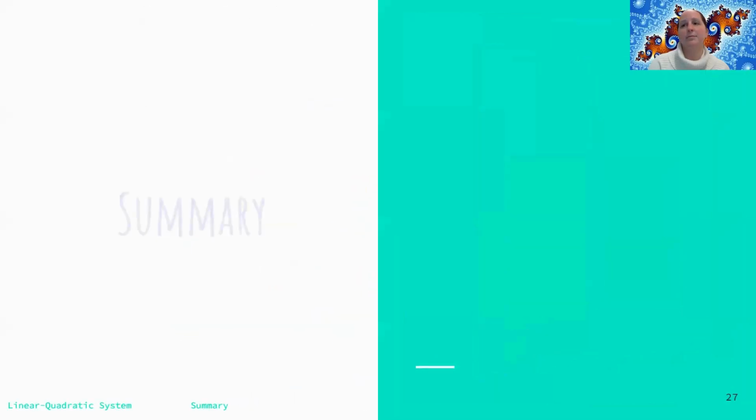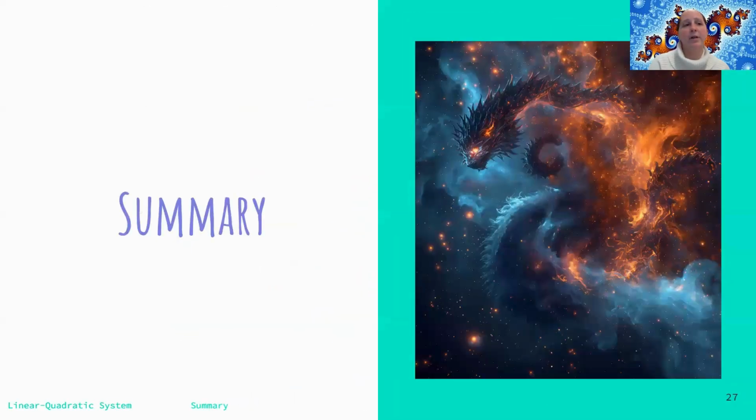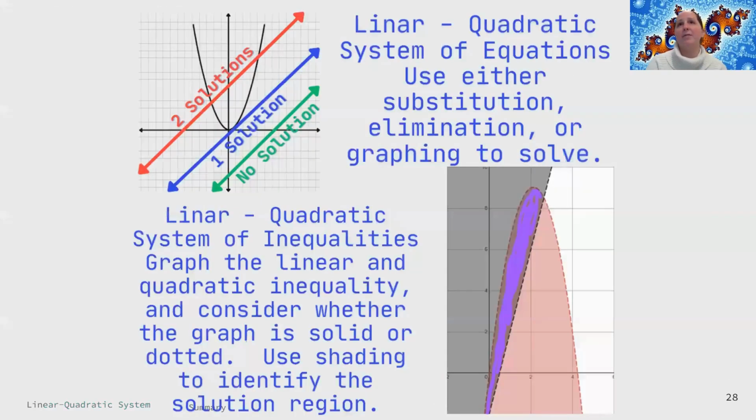Summary. So when I have linear quadratic systems of equations, I can use either substitution, elimination, or I can graph them to figure out my solutions. So again, when I'm looking at solutions, I'm looking at x equals. So I want that x equals portion.